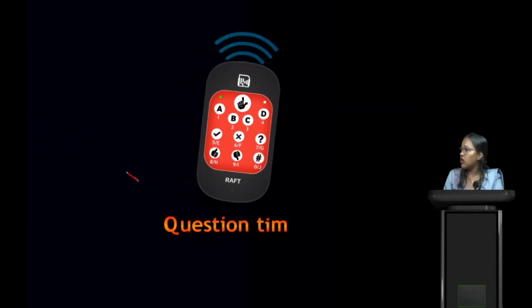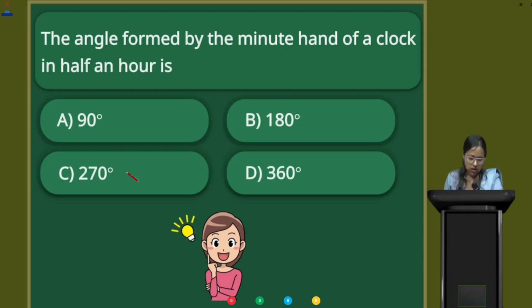Now here is another question time for you all. Let's see how many of you are able to answer. Your question is, the angle formed by the minute hand of a clock in half an hour is. So what would be your answer? All of you try to answer. Your options are 90 degrees, 180 degrees, 270 degrees or 360 degrees. I am giving you time. The angle formed by the minute hand of a clock in half an hour. By the minute hand, not by the hour hand. So you have to keep in mind, by the minute hand in half an hour.